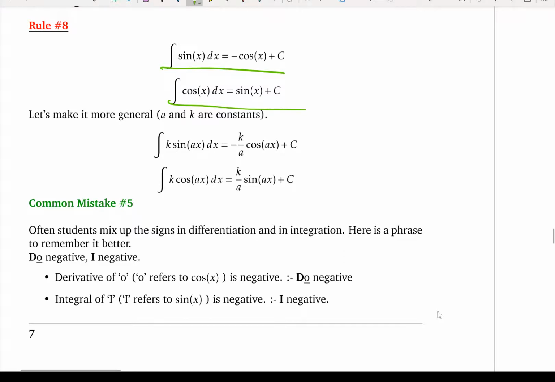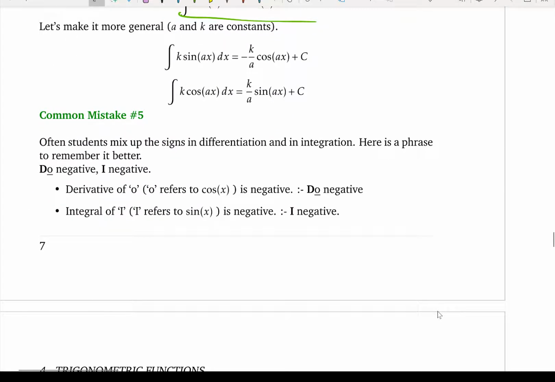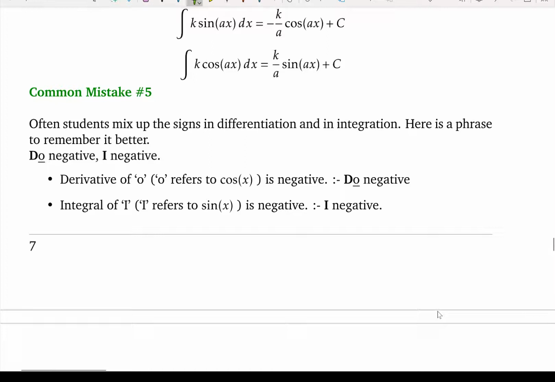That's it. But one of the things that can happen is you forget which one gets the negative. Is it differentiation or integration that gives you negative for sine or for cosine, or you can mix up everything, right? One of my students in my office hours once figured out a way to remember it: do negative, I negative. So remember, do negative, I negative. What does that mean?